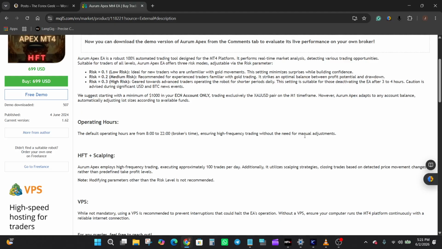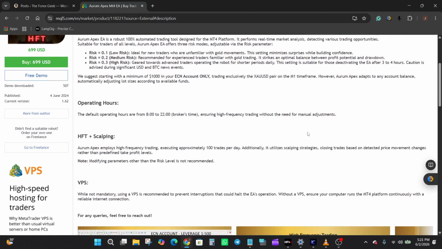The developer also describes the system as utilizing high-frequency trading and scalping techniques. According to the marketplace page, the EA can execute a large number of trades per day and closes positions based on detected changes in price movement rather than relying on predefined take-profit targets.